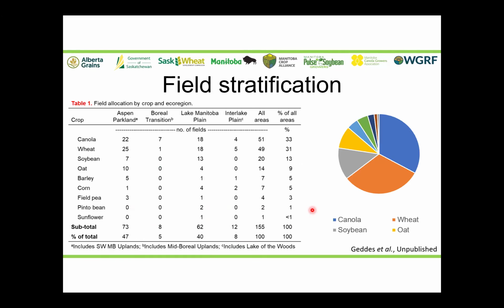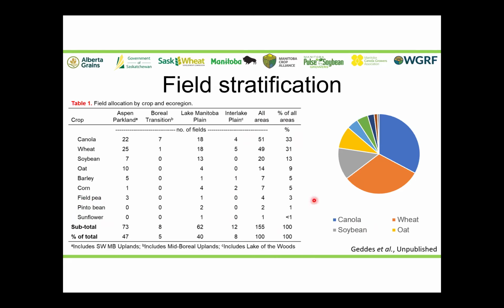We try to do most of our fields in the top 6 crops in the province, which are canola, wheat, and then soybean, and then oats, green corn, barley as well. We also did a few fields of peas, pinto beans, and sunflowers. Overall, canola is about a third of the fields that we do, because that's about a third of the acres that we grow in Manitoba.